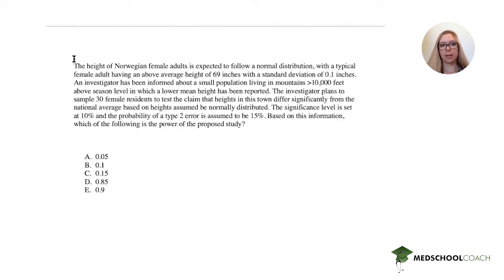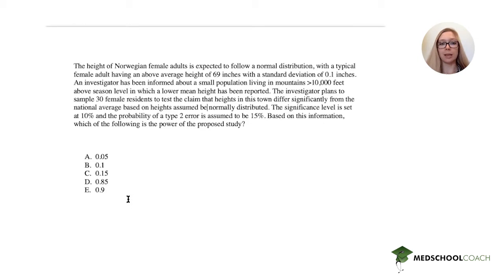The investigator plans to sample 30 female residents to test the claim that the heights in this town differ significantly from the national average based on the heights assumed to be normally distributed. The significance level is set at 10%, and the probability of a type 2 error is 15%. Based on this information, which of the following is the power of the proposed study? Is it 0.05, 0.1, 0.15, 0.85, or 0.9?